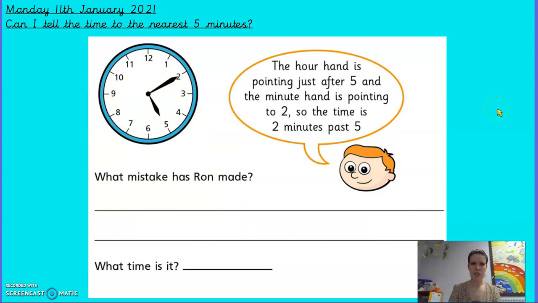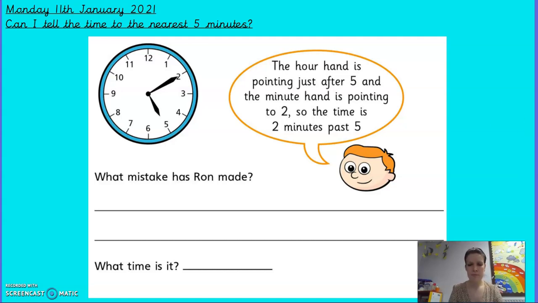So I have a question here, and it says, what mistake has Ron made? I'm going to read what Ron has said. The hour hand is pointing just after 5, and the minute hand is pointing to 2. So the time is 2 minutes past 5. What mistake has Ron made, and what time is it? Pause the video, give the question a go, and I'll come back together and we'll go through the answers in a minute. So pause the video now.